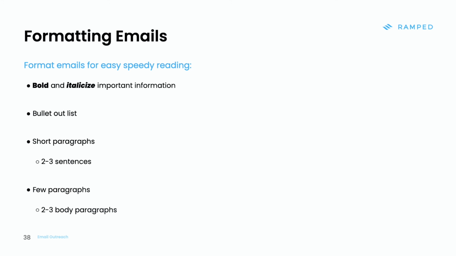Help your prospect out by making the email user-friendly. Bold important words or phrases and use bullets to convey any multiple points that you want to make. Keep your paragraphs 2 to 3 sentences and don't have more than 3 paragraphs in your email. If you have more than 3 paragraphs, it should be one last sentence at the end, which is the call to action. Hey, does this day or time work for your schedule?